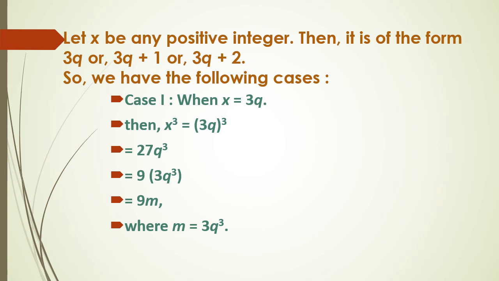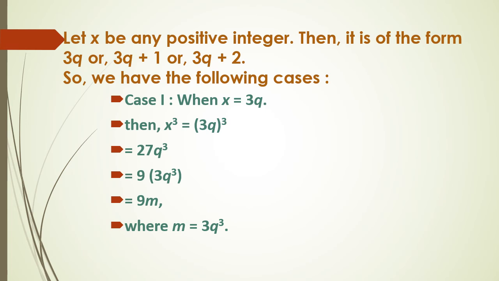Then x cubed is equal to 3q cubed, that is equal to 27q cubed. So 3q cubed is equal to 27q cubed. Now you take 9 common. 9 should be outside and the other stuff should be inside. 3q cubed. 9 is outside.